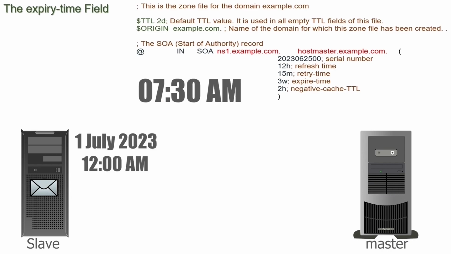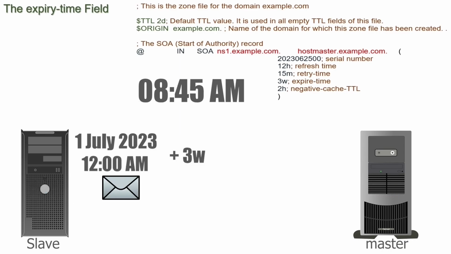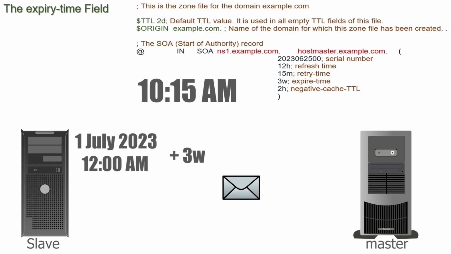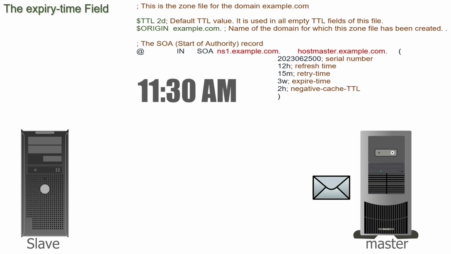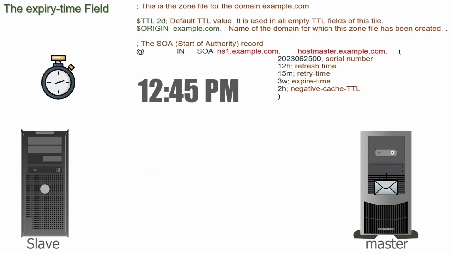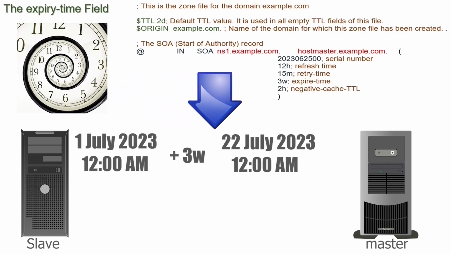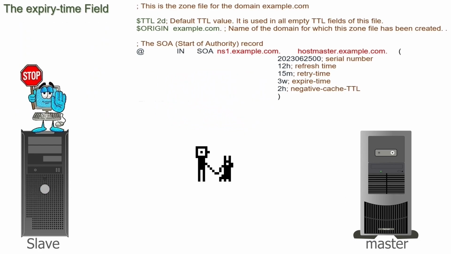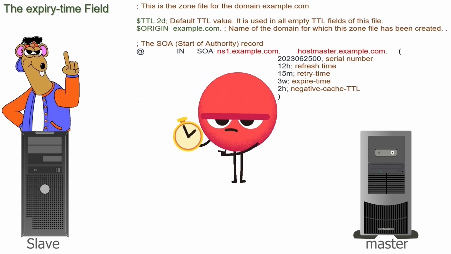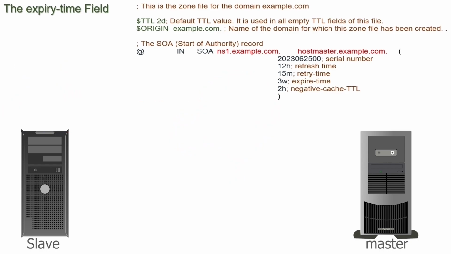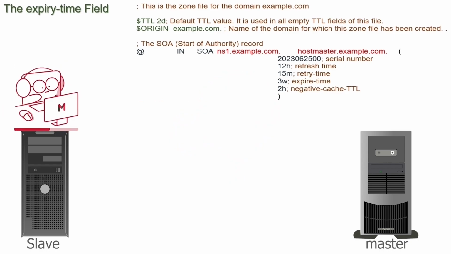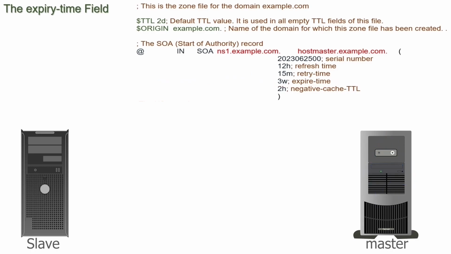For example, if it first tries at 12 a.m. of July 1, 2023, then it will try till 12 a.m. on July 22, 2023. If it succeeds on any try, it resets the refresh and retry times. If it fails to contact the master server till the expiry is reached, it stops working as a slave nameserver for the zone. After this time, it will not resolve queries for the domain. A slave nameserver resolves queries for the zone when the master nameserver is down. It resolves queries for the domain until the master is up or the expiry is reached. After the expiry, it does not resolve queries for the domain.